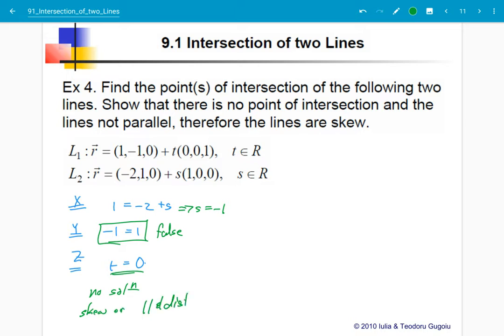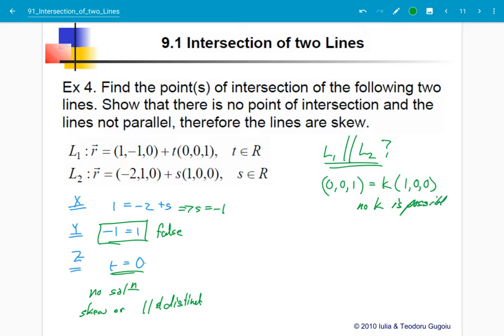I have to check. So is line 1 parallel to line 2? That's the question we're asking now. So (0, 0, 1) equal to k (1, 0, 0). k has to be equal to 0 for the x component to work, and it doesn't work. No k is possible, right? There's no solution to this. So the lines are skew. Line 1 and line 2 are skew. And there's the geometry.